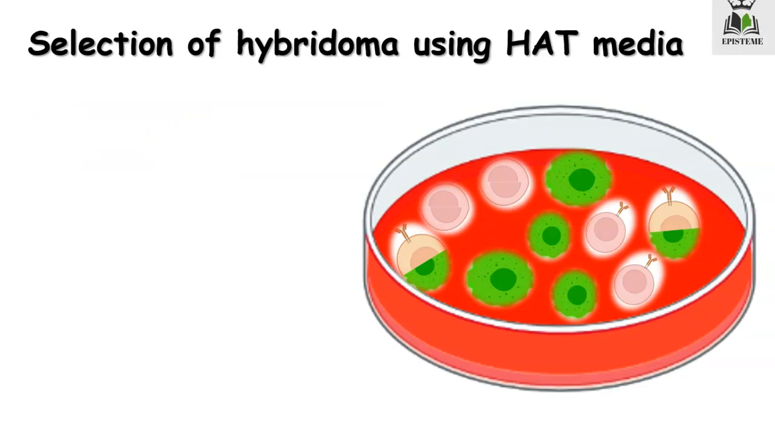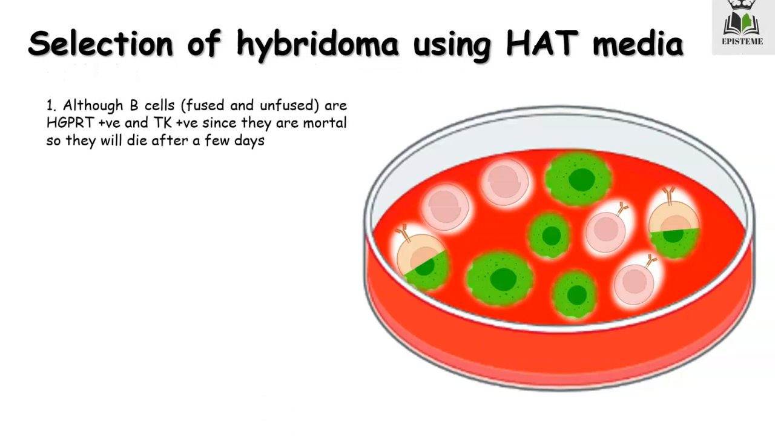So here we have the HAT media containing the various types of cells, the various possibilities that we earlier discussed, the 5 types of cells. And here the B cells, both fused and non-fused, won't be able to survive in this HAT media because they are mortal in nature. Although they have the HGPRT and TK enzymes and they can synthesize their nucleotides by the salvage pathway, still they can't survive in this media because they are mortal in nature.